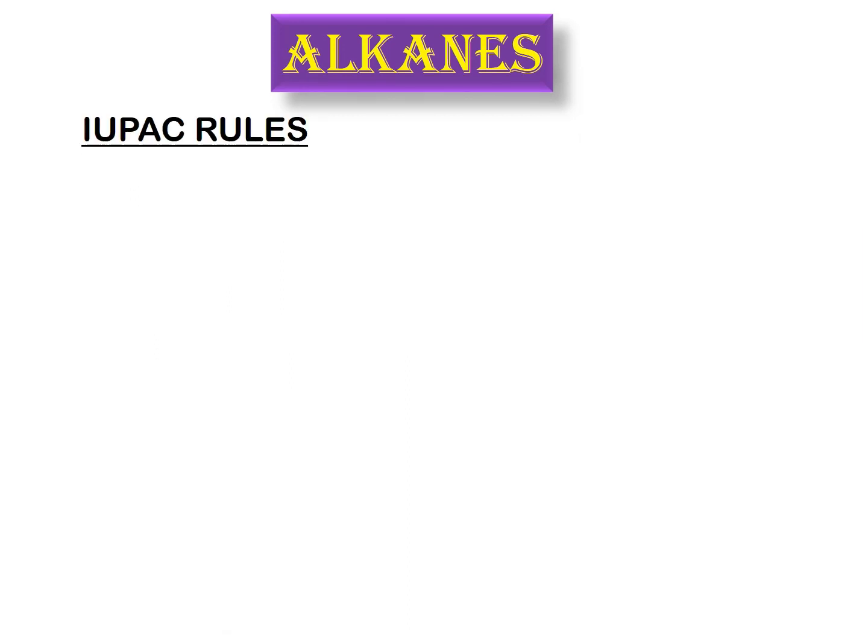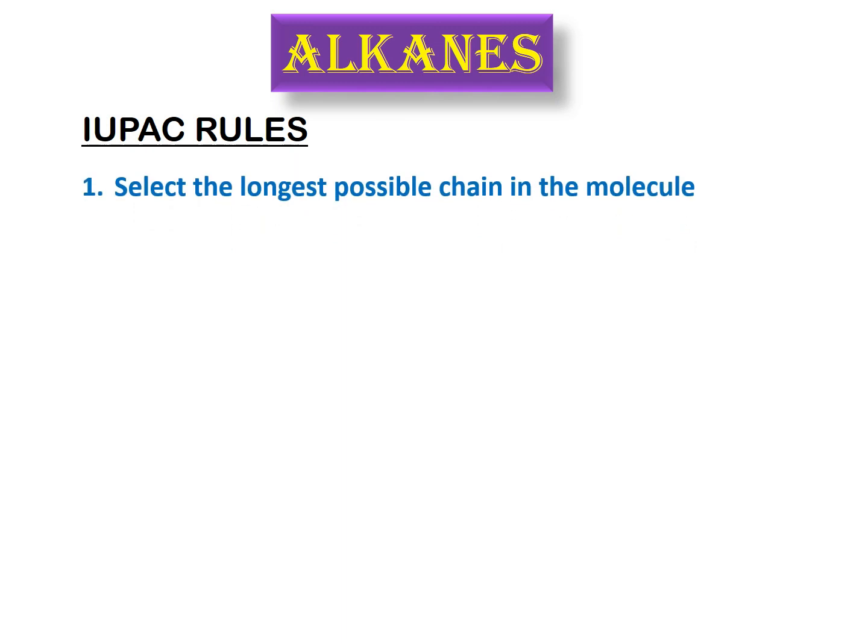These are certain IUPAC rules which you need to remember while naming alkanes. The very first and basic rule that you will follow for naming almost all organic molecules is to select the longest possible chain in the molecule. So there's a carbon chain in the molecule and you have to select the longest possible chain. Longest possible chain means a chain with the maximum number of carbon atoms. So once you select the longest chain, you will know how many carbon atoms are there and you will know the correct prefix to use for that particular molecule.